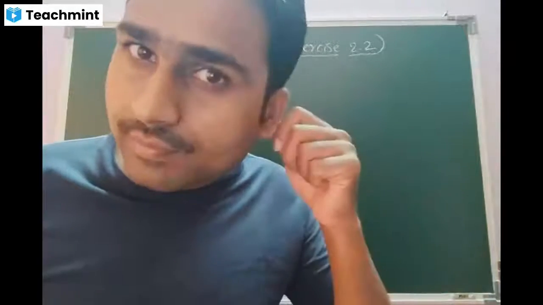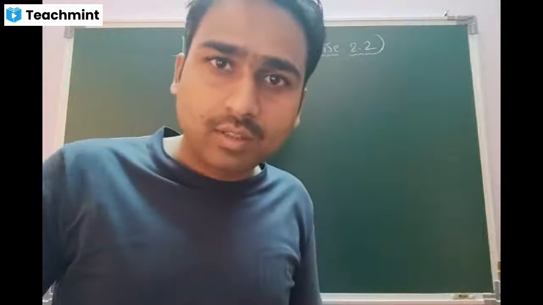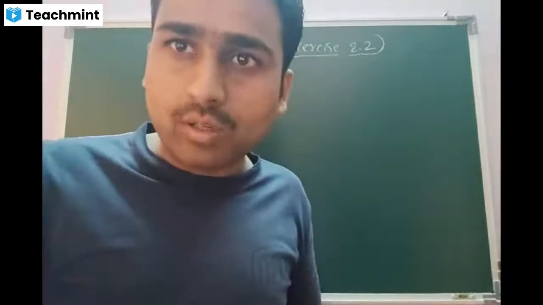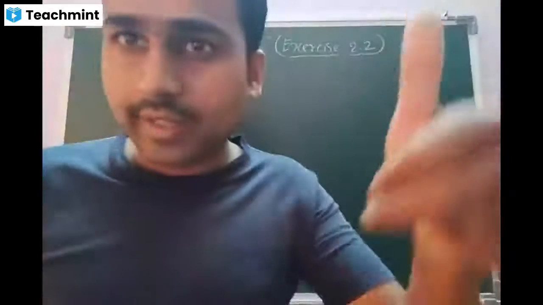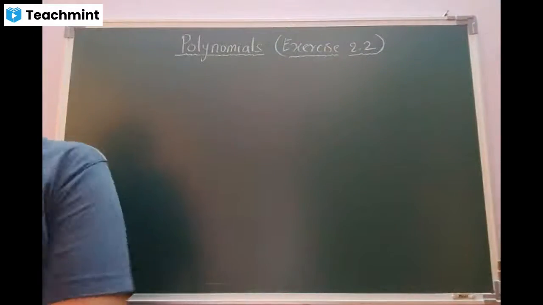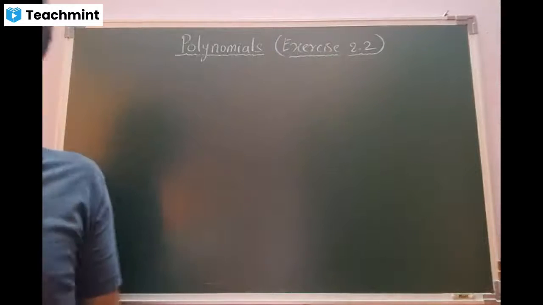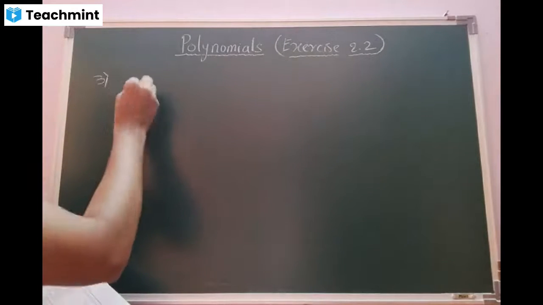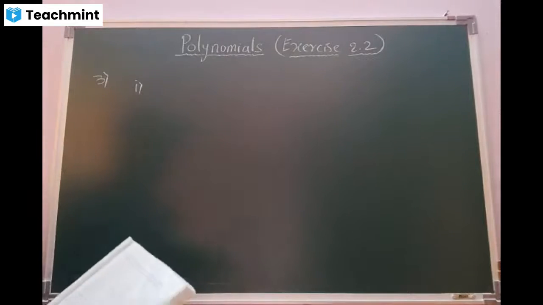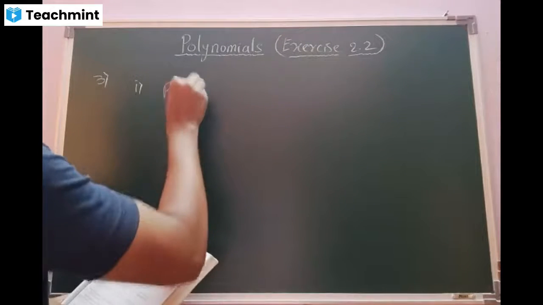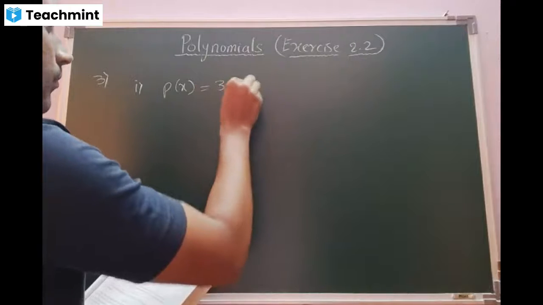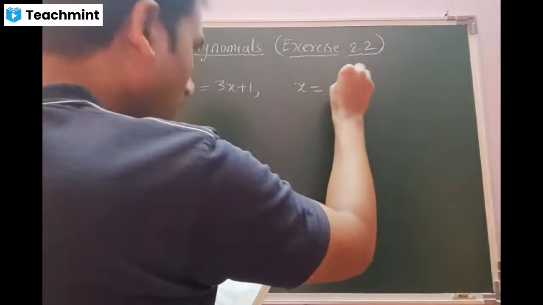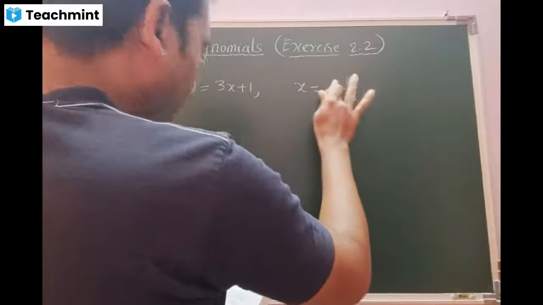Yes, sir. Sir, shall I read the third question, sir? Yeah, beta. Read out the third main now. Verify whether the following are zeros of the polynomial indicated against them. P of x is equal to 3x plus 1, x is equal to minus 1 divided by 3.